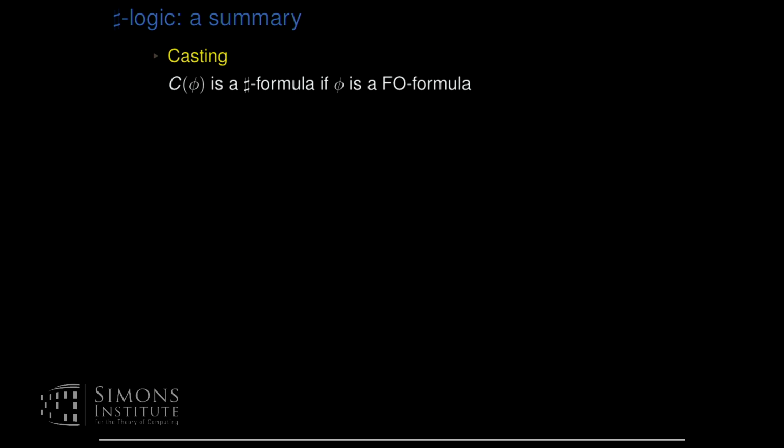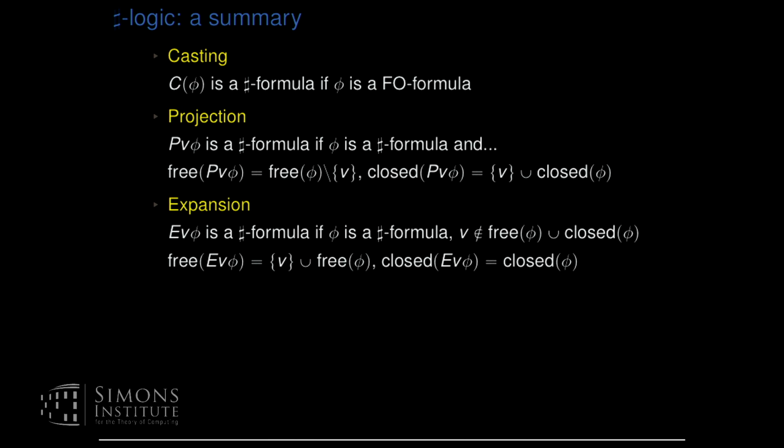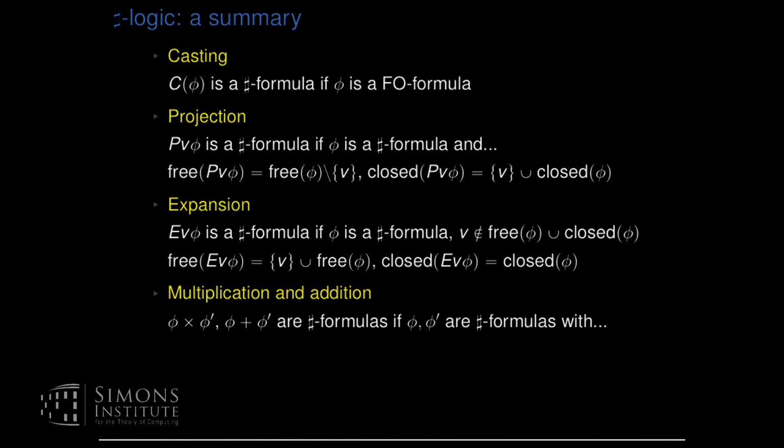Okay, so this is just a very quick summary of our logic. We have this casting, which we saw. We have projection. We can expand the number of free variables. We have multiplication and addition. And we also allow constants. We assume that they're baked into the logic, all integers, in fact.